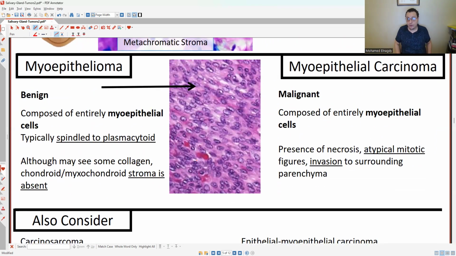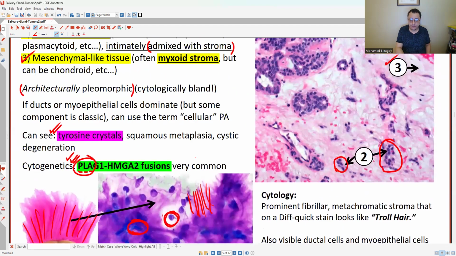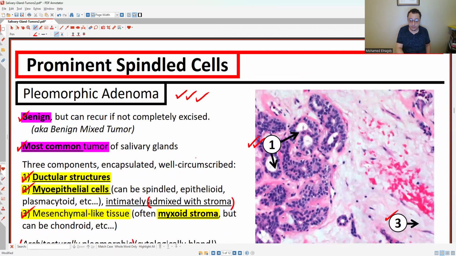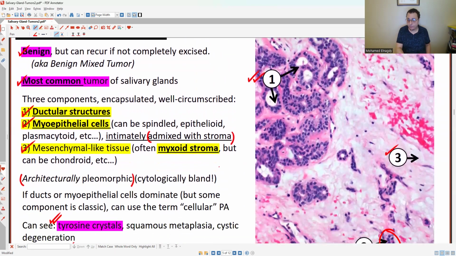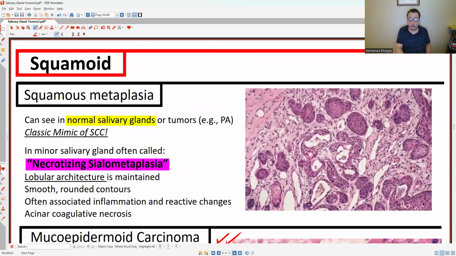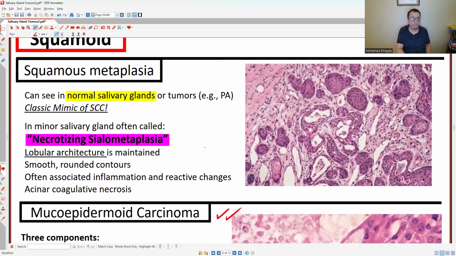I don't need you to know any other spindle cell tumor except for the pleomorphic adenoma. That's the only one we need to memorize.